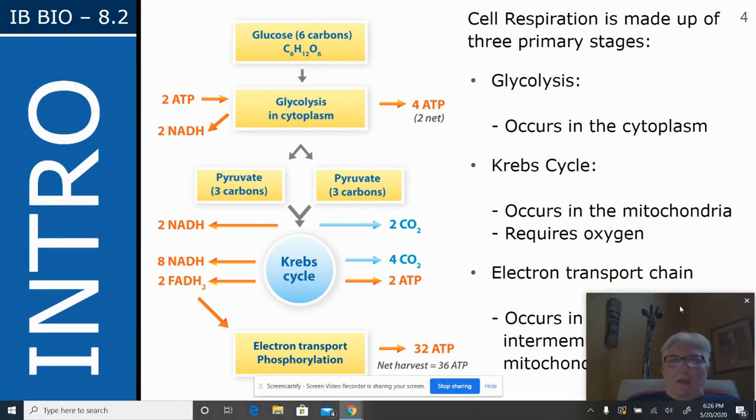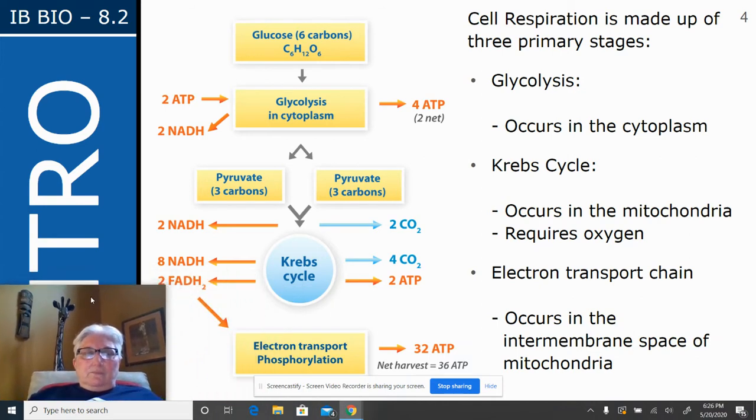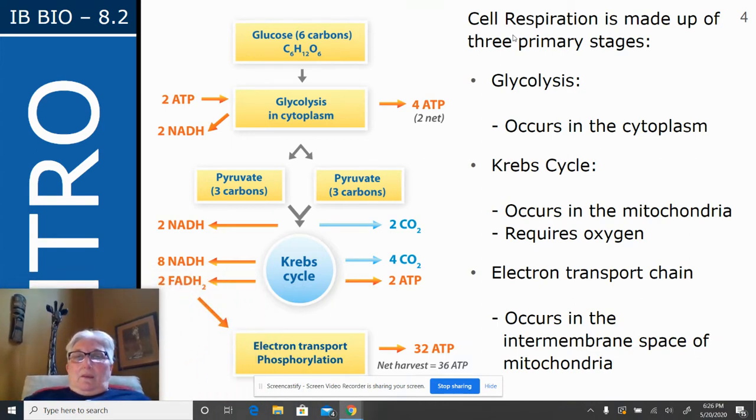All right. Now, when we're looking at our reaction here, we can see that cell respiration is made up of those three main parts. Like I said, today we'll look at glycolysis, and the important thing about glycolysis is that it is done in the absence of oxygen. And then we have our two aerobic parts of cell respiration, the Krebs cycle and the electron transport chain.